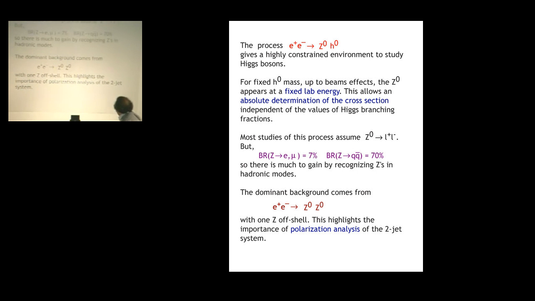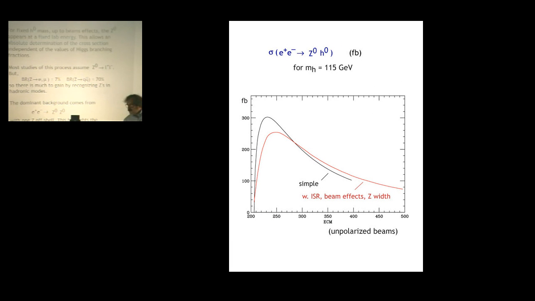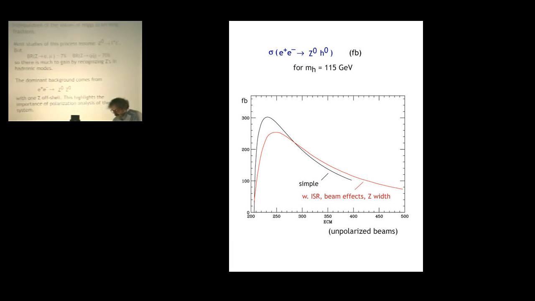The dominant background comes from e+ e- to 2Z production, where one or both of the Z's are off shell. This highlights the importance of the polarization analysis. In this process, the Z is dominantly longitudinally polarized. Here, the Z is transversely polarized. And so if you can resolve the jets or the leptons, there's something you can win. I'll just show you a few simple slides from that. Here's the cross-section in femtobarns.